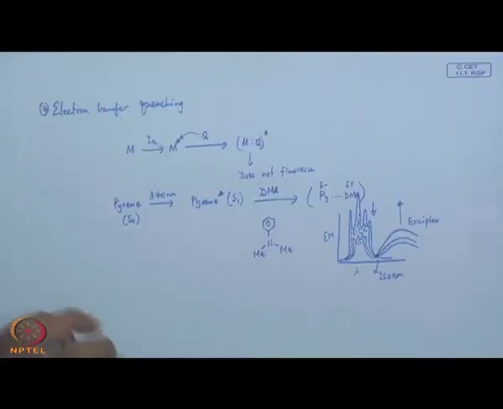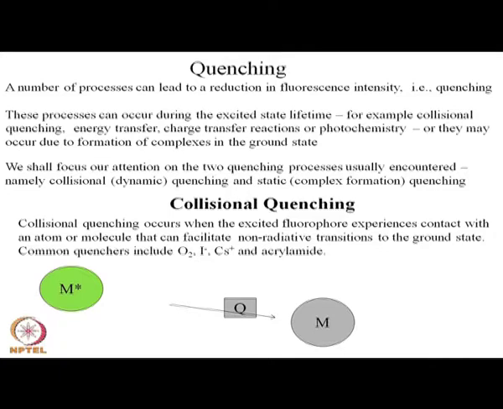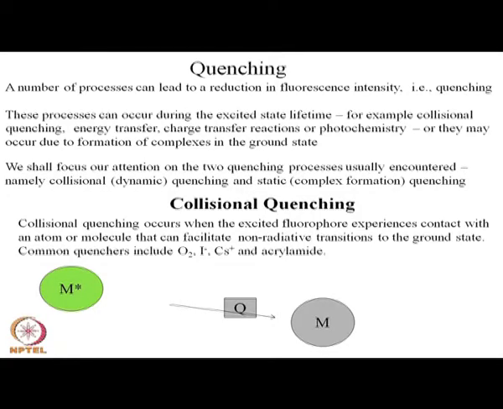The one which I just talked about, the pyrene DMA case, is the charge transfer interaction. Energy transfer interaction I will cover in a separate lecture. Today I will just give you the idea of collisional quenching and also quenching due to ground state complexation. So, basically simple quenching, with no complication due to energy transfer, charge transfer, or reaction. Those other issues I will take up later.